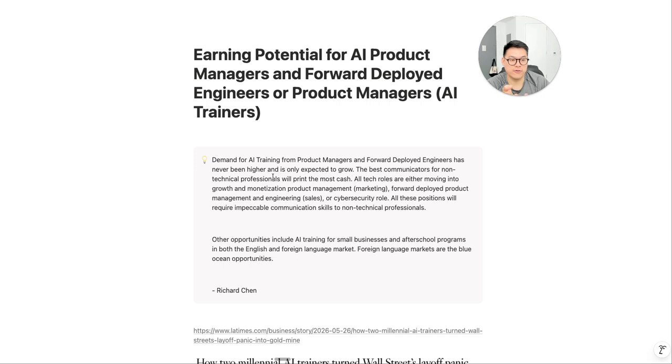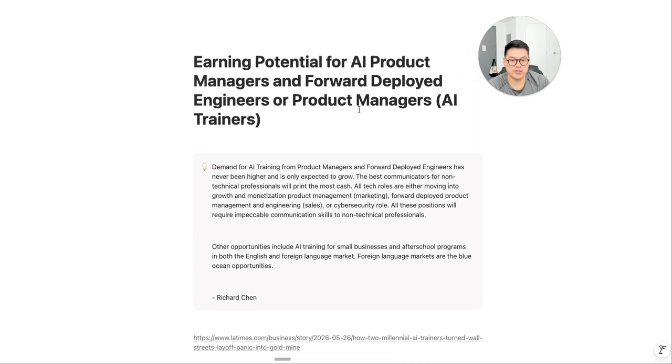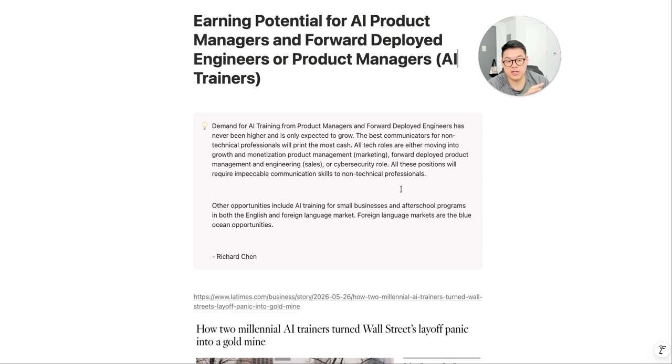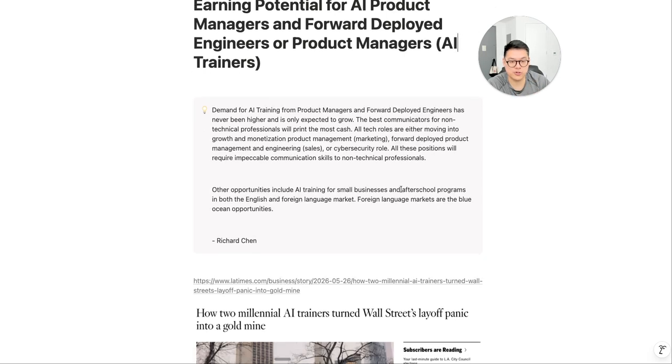Well, for my job, I'm training AI product managers and forward deployed engineers. Essentially, they are two versions of the same thing, which are AI trainers. The demand for AI training from product managers and forward deployed engineers has never been higher and is only expected to grow, not only in the number of roles, but also in the earning potential. So the best communicators for non-technical professionals will print the most cash.